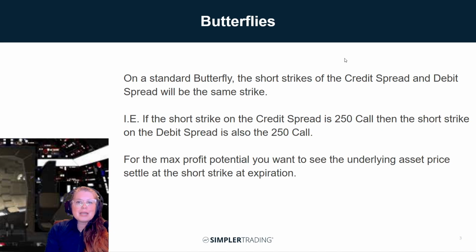On a standard butterfly, the short strikes of the credit spread and debit spread will be the same strike. So, for example, if the short strike on the credit spread is the 250 call, then the short strike on the debit spread within that same expiration is also the 250 call. For the max profit potential, you want to see the underlying price settle at that short strike, aka at that 250 level. That is what will give you the max profit potential. So that's kind of like the basics behind it, right?